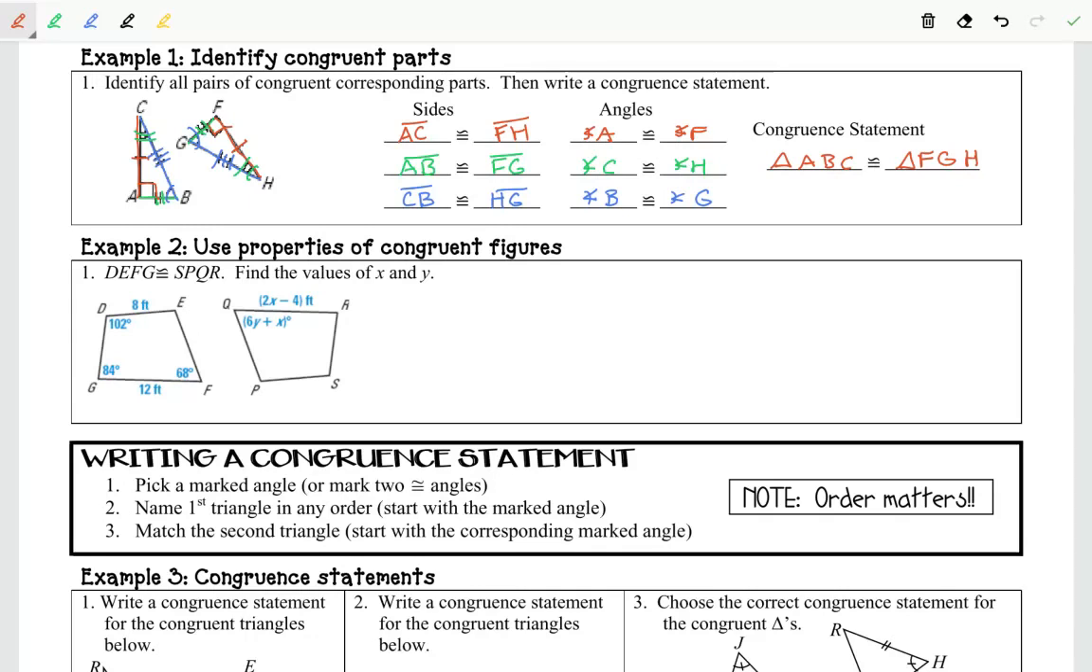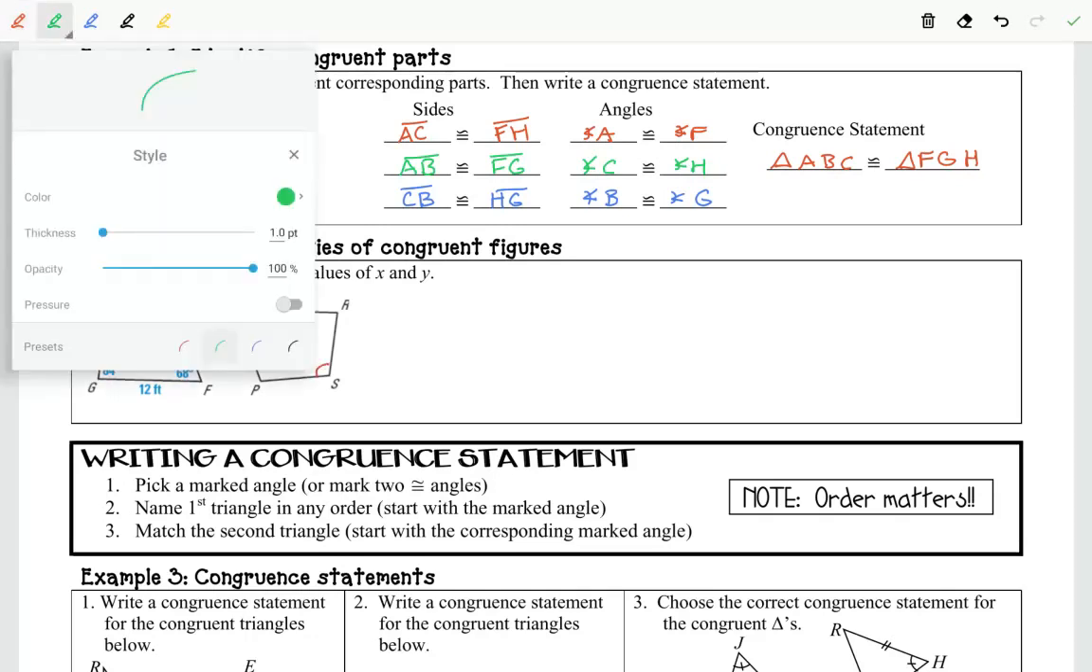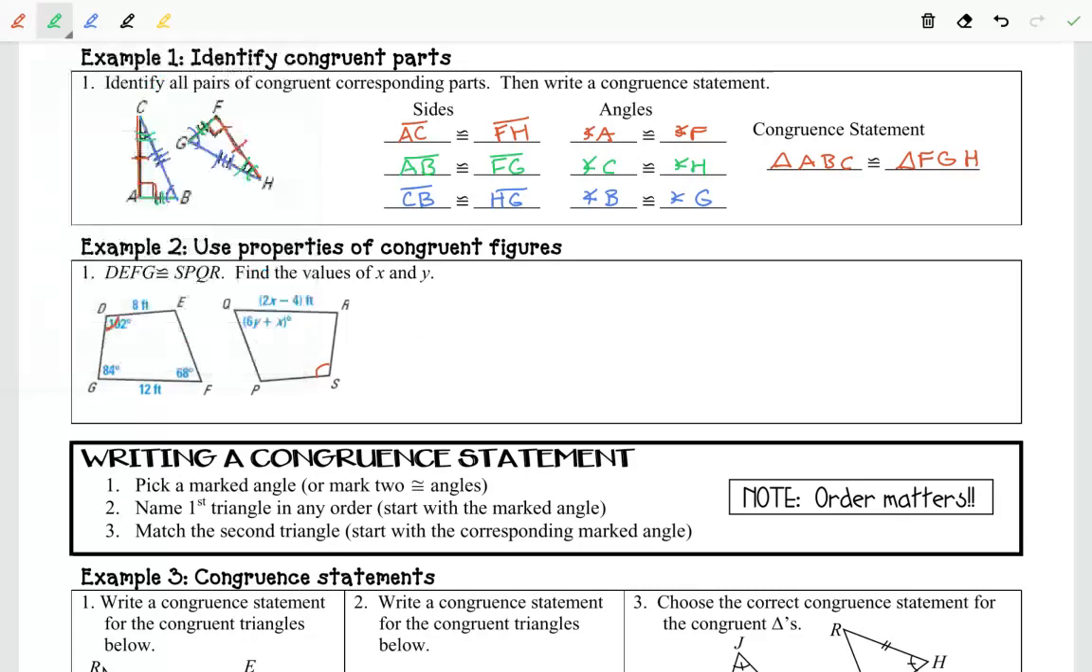For the second example, we're going to find the values of x and y. In order to do that, we need to figure out what corresponds to what. So let's go through. We are told that DEFG is congruent to SPQR. So that means that D is congruent to S. E is congruent to P.